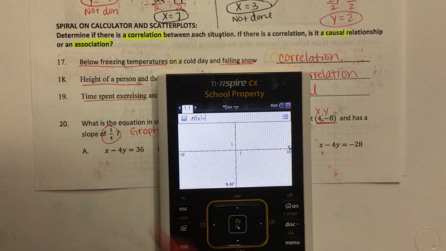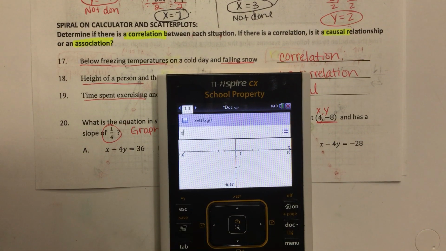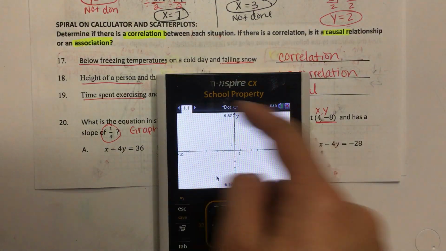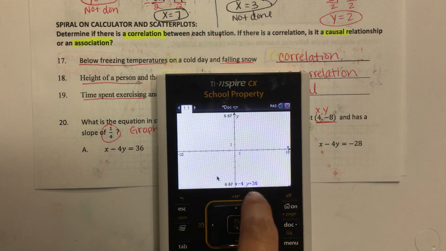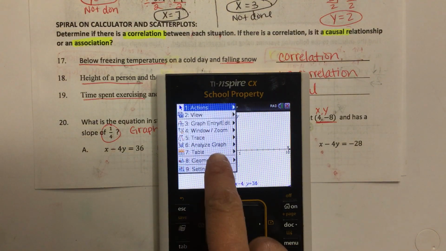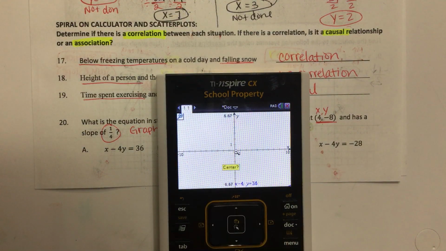To graph this, you need to delete the equal sign, choose number 6 for relation. So we're going to type x minus 4y equals 36. Enter. If I don't see my graph appear, it means my window is not large enough. So I need to remember I can zoom out to see the picture. If I press menu, 4 for window/zoom, and 4 again to zoom out, the magnifying glass is going to appear.